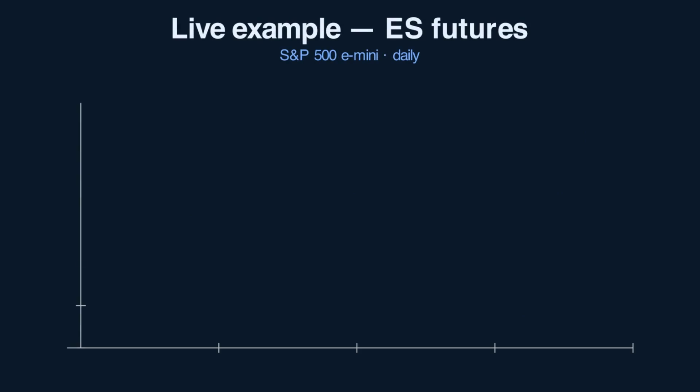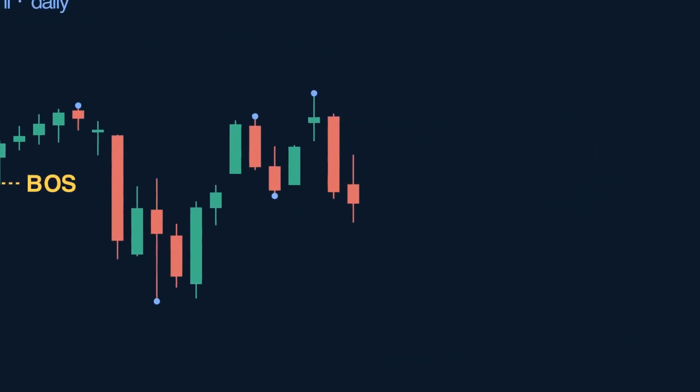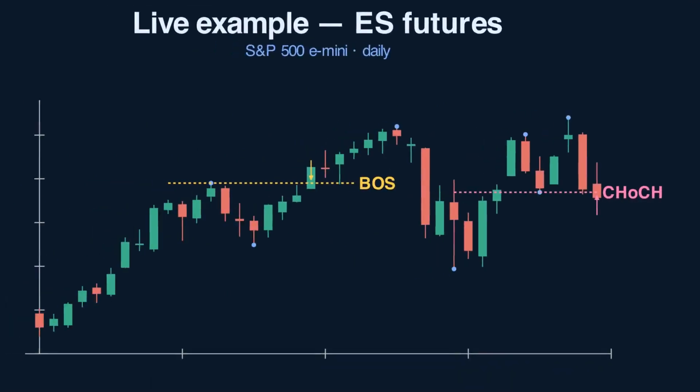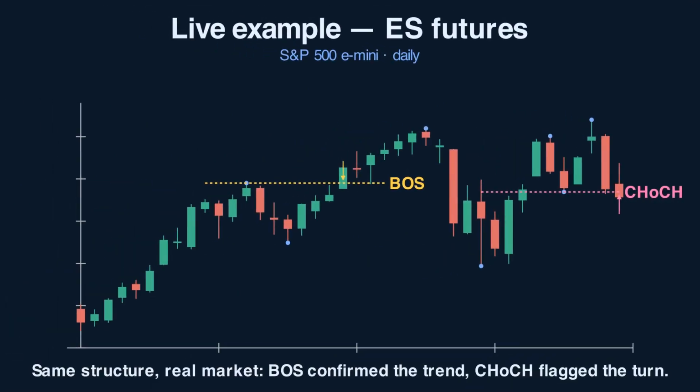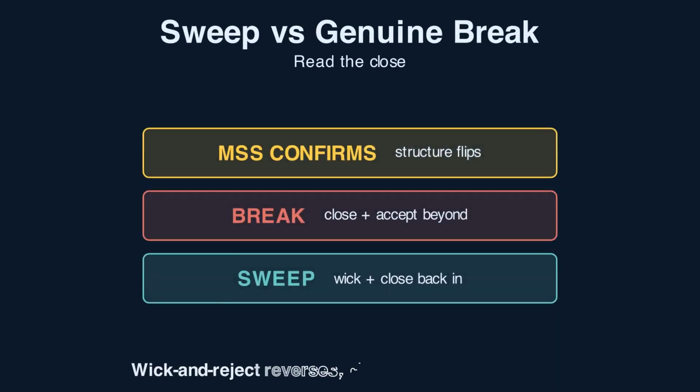But rejection still isn't enough. You need a shift in structure. After the sweep and rejection, look for displacement, an aggressive move back in the opposite direction that breaks the most recent short-term swing point. That break is the market structure shift, sometimes called a change of character. It's the confirmation that the raid has flipped intent, that the sellers who ran the low are now trapped and buyers have taken control. And that displacement leg almost always leaves a fair value gap behind it, which is exactly your entry mechanism.